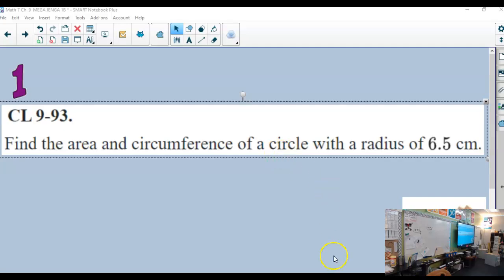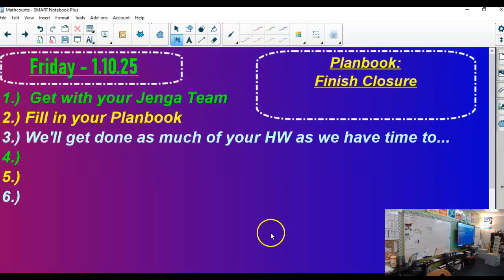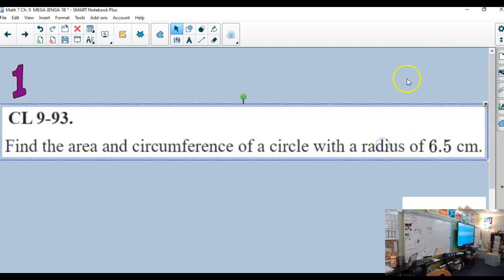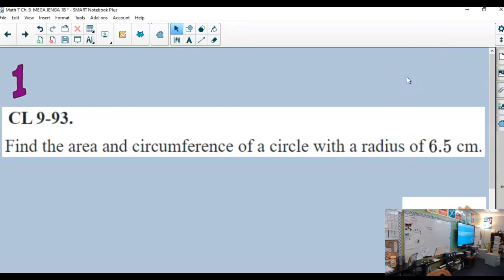All right, for any of our friends playing along at home, here's what you missed. Homework today will be finish closure, whatever gets left over, and we are playing Jenga. You may answer in terms of pi or decimal, but labels matter. Even if you're answering in terms of pi, you've got to have the appropriate labels.